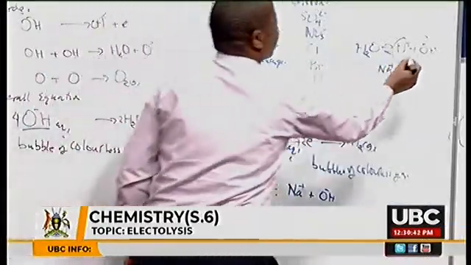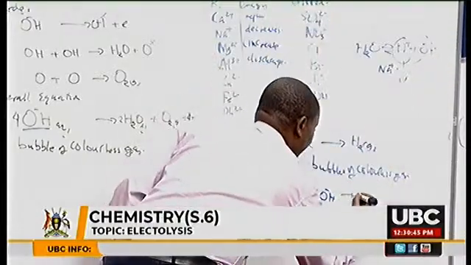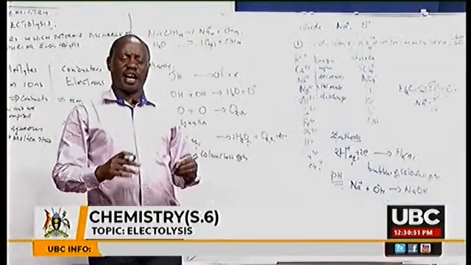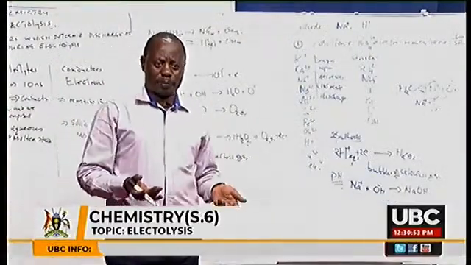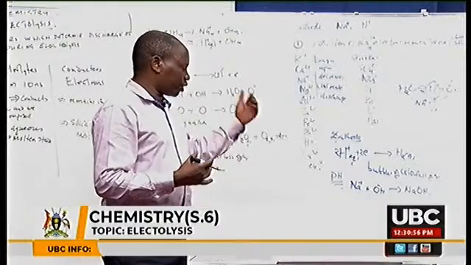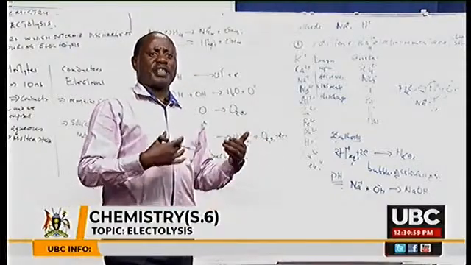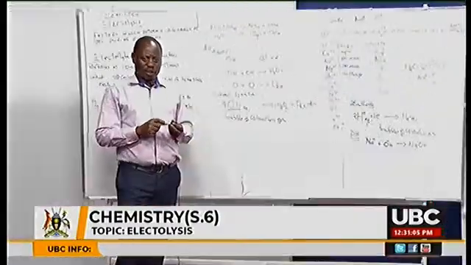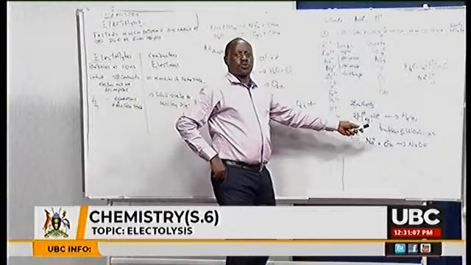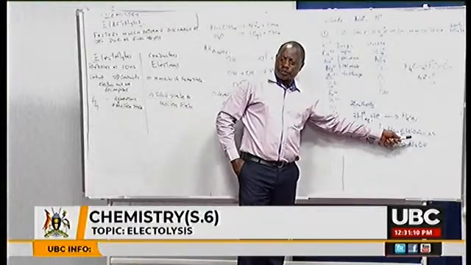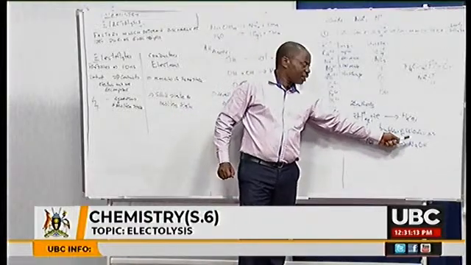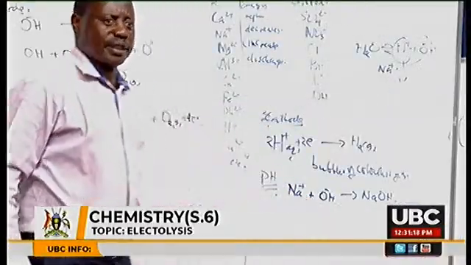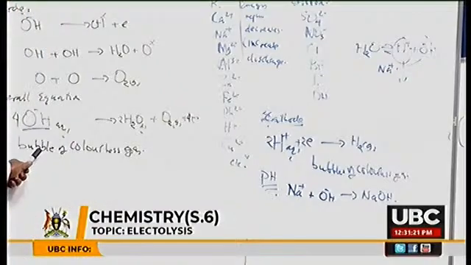it means the remaining hydroxyl ions combine with sodium ions to form sodium hydroxide, implying that the solution at the cathode becomes more alkaline and therefore its pH increases. That is what you need to note. The increase in pH is due to the formation of sodium hydroxide at the cathode. And there is a decrease at the anode.